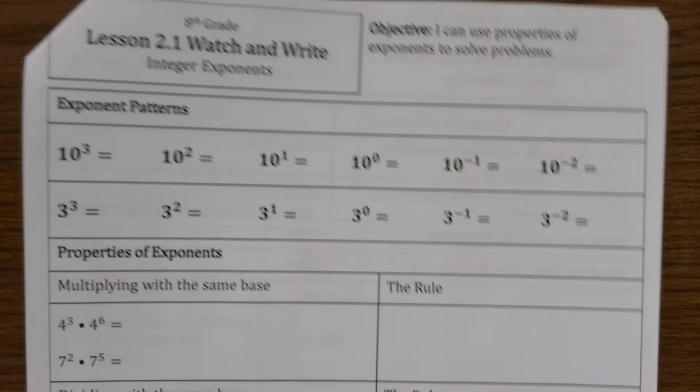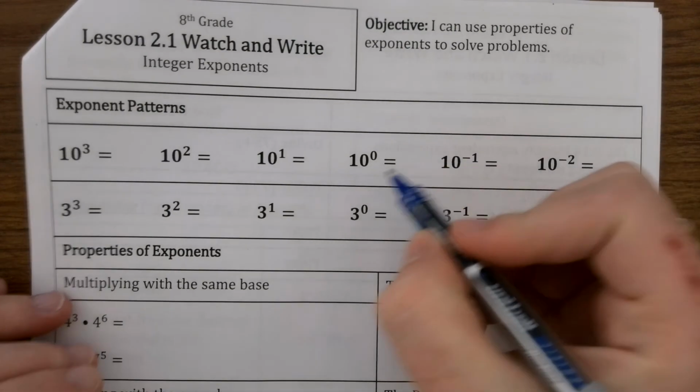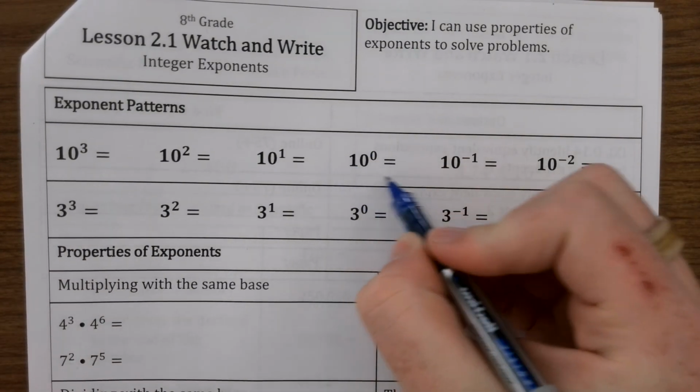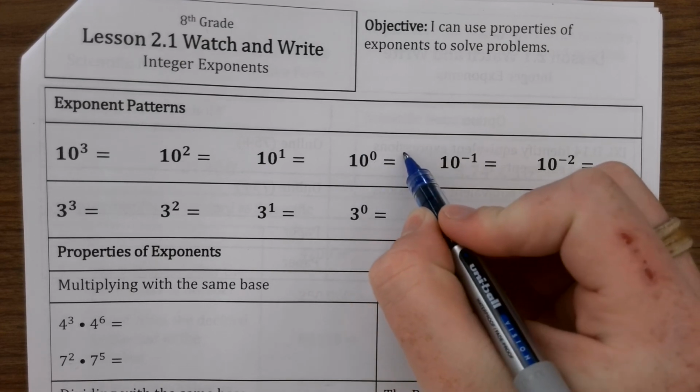Really quick, I want to review exponent patterns so we remember how exponents work, even though we just looked at our pre-module review. I'm going to start with 10 to the 0 power. I'm going to start here in the middle. Remember, anything to a 0 power is going to be 1.